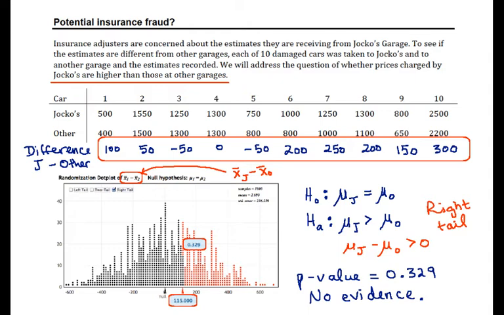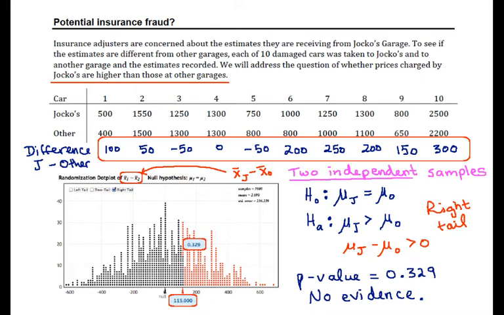It turns out that if we're doing this hypothesis test based on a randomization dot plot of x1 bar minus x2 bar, then that means we're treating this as 2 independent samples. What that would mean is that we took any 10 damaged cars to Jocko's Garage and got a list of estimates. Then we took a totally different random sample of 10 damaged cars and took them to another garage. So there's a lot more room for variation in how much damage was actually in those cars in the first place. So this is not the correct 2 independent samples.